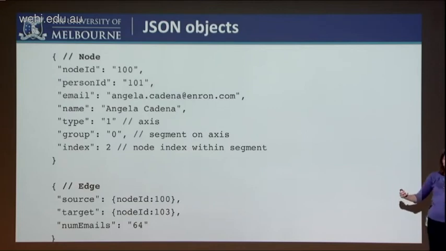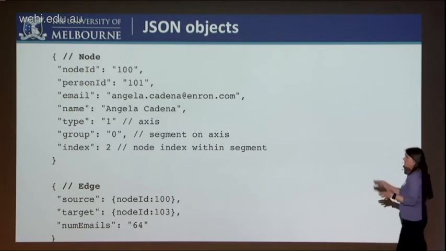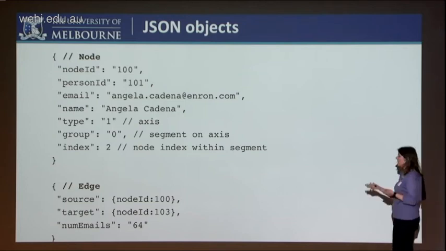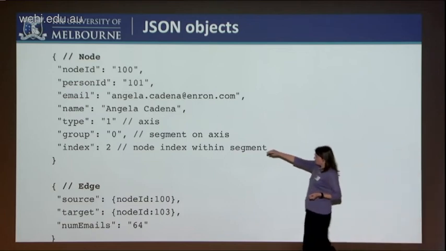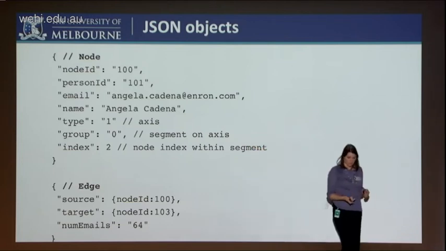So the basic representation of each node is very simple. We just have an identifier for the node. We have some metadata about the individual. And then the edges, of course, just connect 2 nodes to each other. And those nodes have been assigned to a particular axis and a particular segment on the axis, which corresponds to a topic.